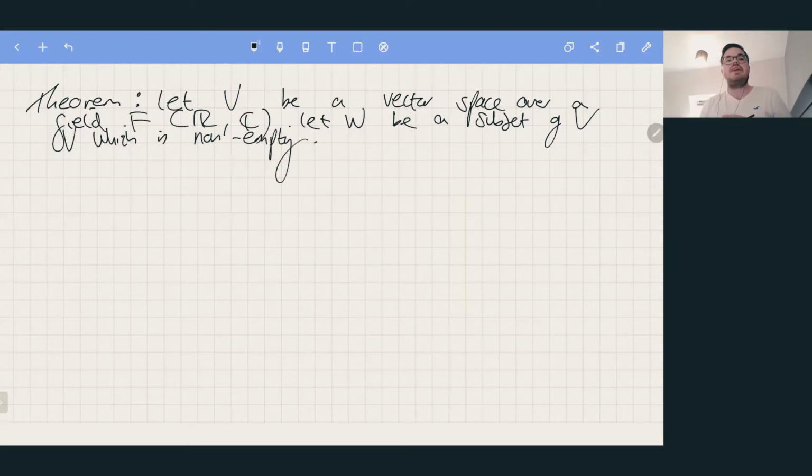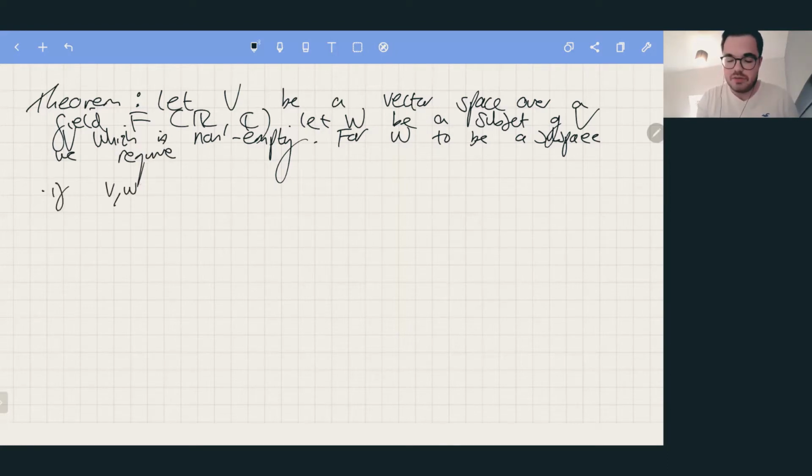Okay, so right now we have the definition of a subspace. The subspace is a non-empty subset of V. So that's our first bit. Now, for W to be a subspace, we require that if V and W are in the subset W, then V plus W must also be in here.